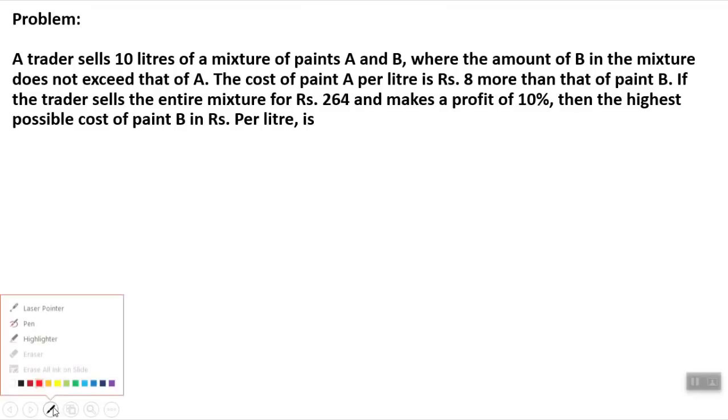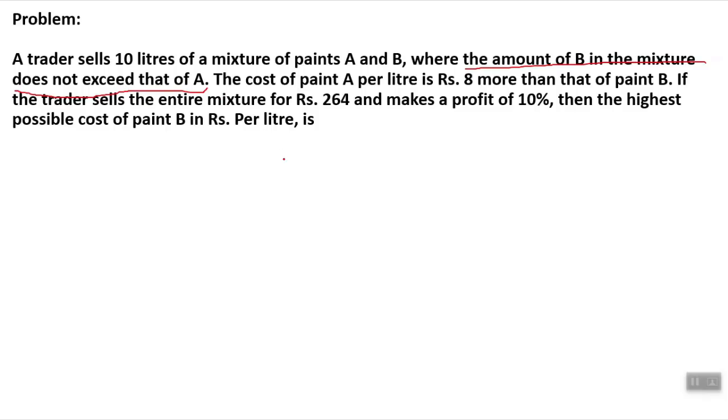The condition that the amount of B in the mixture does not exceed that of A is not something that we see very often. So what can we do with such a condition? The options are like this. Before we go to the options or the solution, let us at least work out what this means.